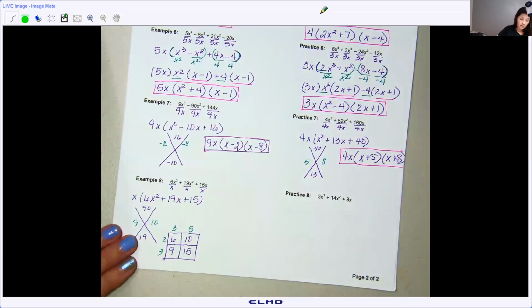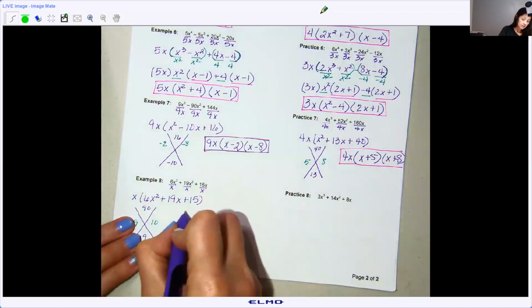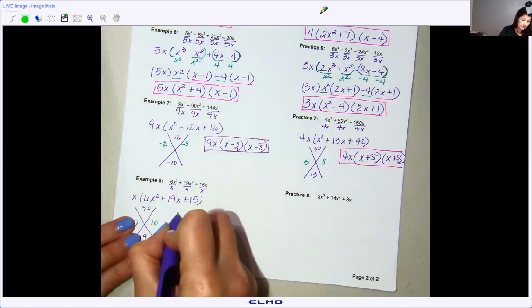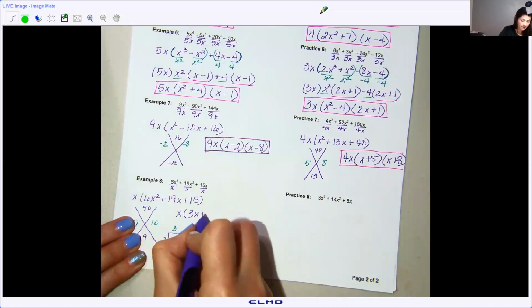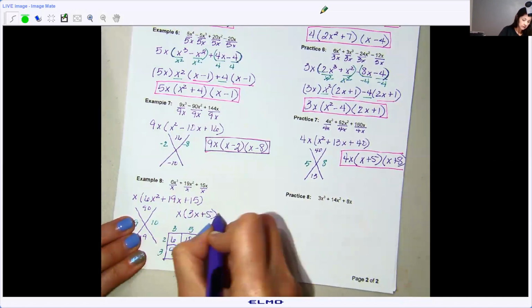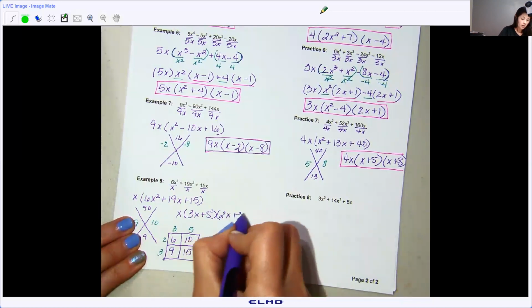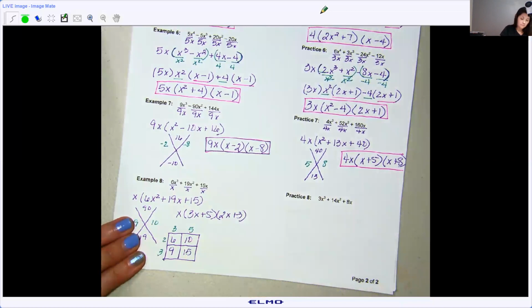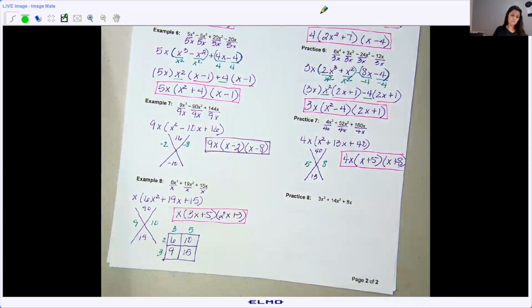So now I have my 2 binomials. And so what I'm going to do here is I can't forget this x. We have x on the outside, and then 3x plus 5 from the top of our box, and 2x plus 3 from the bottom of our box. Great. So the next one's going to be very similar.